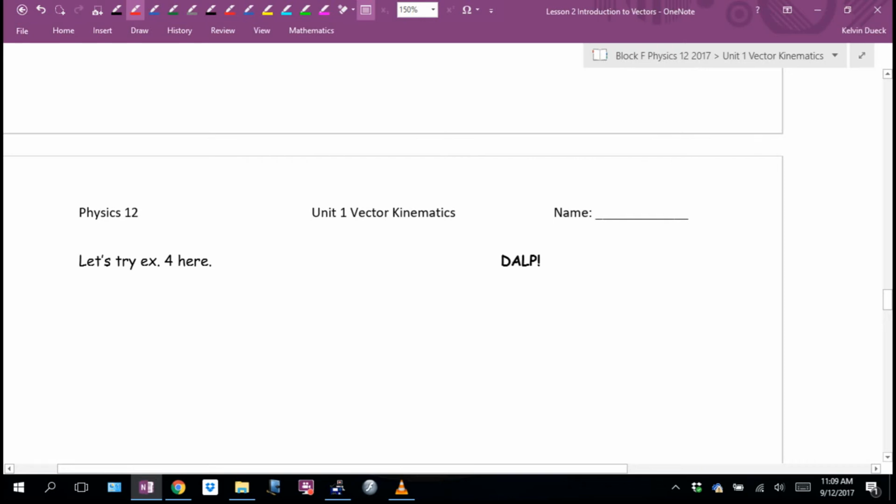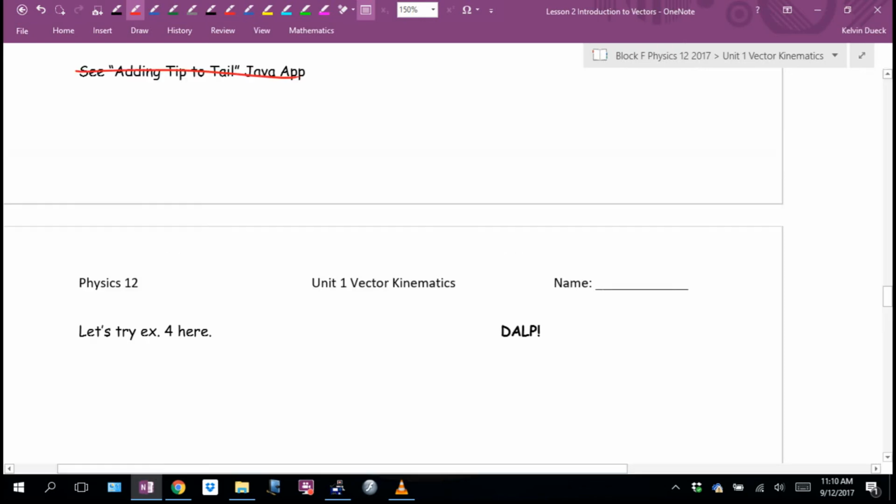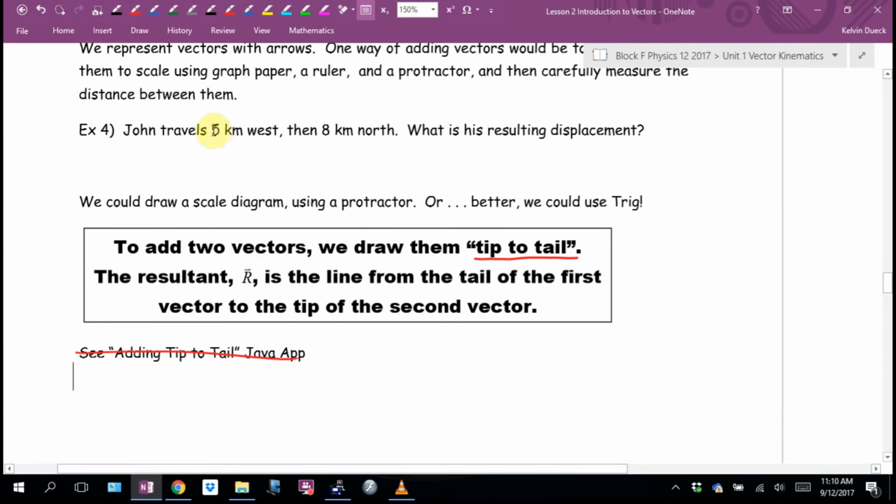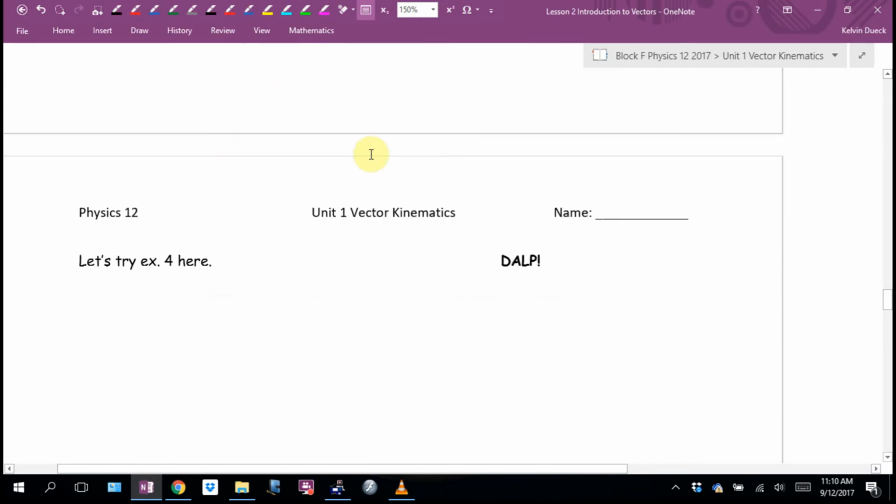Normally, you'll have this in front of you, but since we've turned the page, we're going to quickly redraw it. Example 4 said 5 kilometers west and 8 kilometers north. So here, I'm going to write 5 kilometers at west, and I want to add 8 kilometers at north.